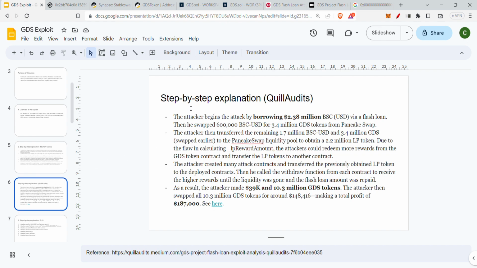So another step-by-step explanation from Quill Audits. Basically, the attacker begins the attack by borrowing 2.38 million BSC USD. And then the attacker made $39,000 and 10.3 million GDS tokens, which in total making a total profit of 187,000.